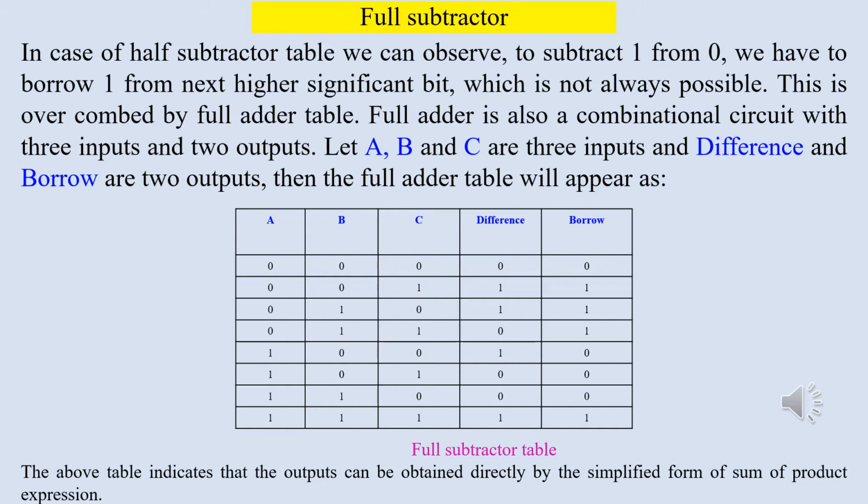In this, the total number of combinations will be 2 to the power 3, that is 8. The combinations start with 000, 001 and continue up to 111. And after the full subtractor operation, the difference that we get is 0, 1, 1, 0, 1, 0, 0 and 1, whereas the borrow output that we get is 0, 1, 1, 1, 0, 0, 0 and 1.